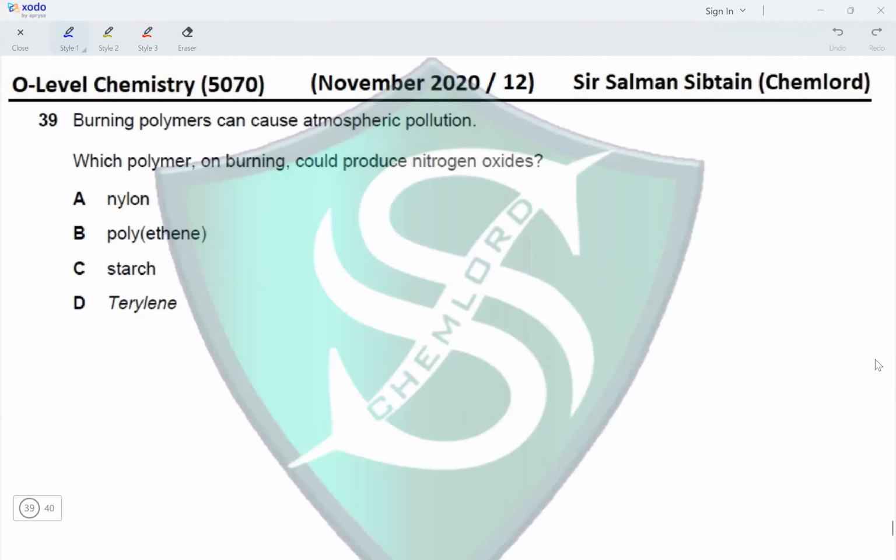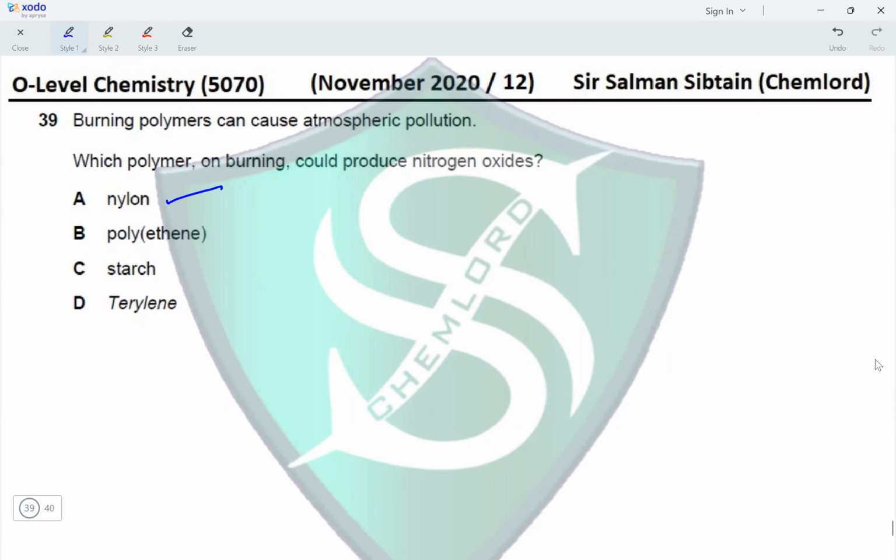Question 39. Burning polymers can cause atmospheric pollution. Which polymers on burning could produce nitrogen oxide? It will be the one containing nitrogen, and the ones containing nitrogen are polyamides. So nylon is a polyamide, it contains nitrogen.